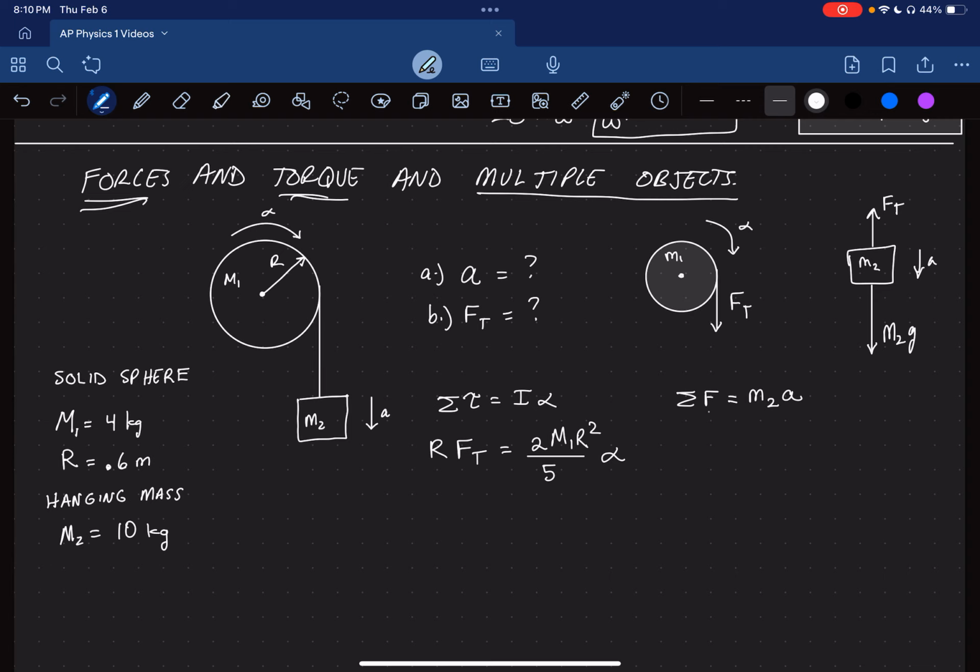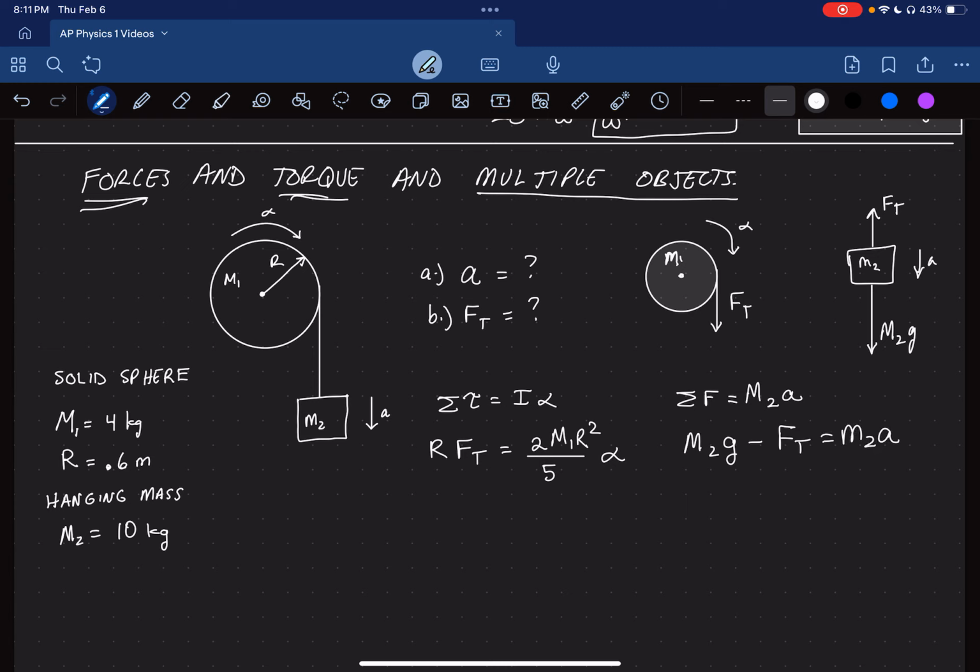Let's write the sum of all forces equation for mass 2. Now it's accelerating down. We should put m2g here. Is that a capital M? Really bad about that. Let's fix that. And that's a capital M over here too, M1. Okay, M2g minus Ft equals M2a.